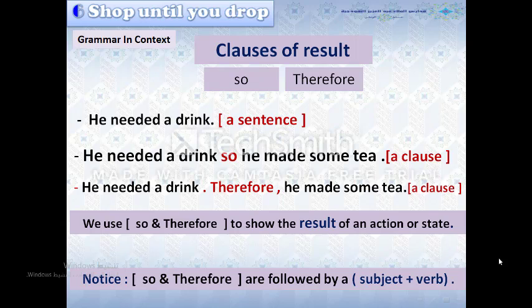Clauses of result are so and therefore. Look at this example. He needed a drink. This is a sentence. He needed a drink, so he made some tea. This is a clause. He needed a drink, therefore he made some tea. We use so and therefore to show the result of an action or state. Notice, clauses of result, so and therefore, are followed by a subject and a verb.